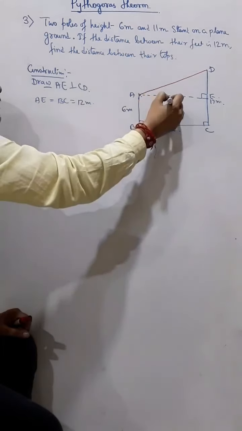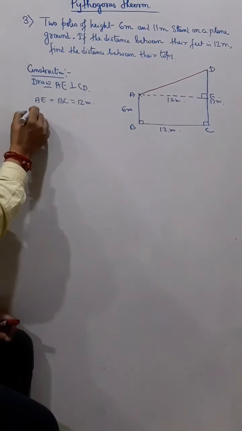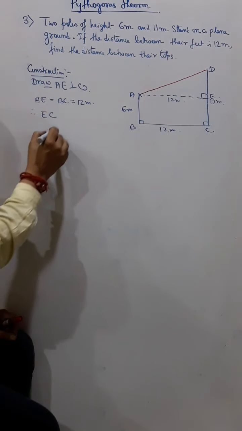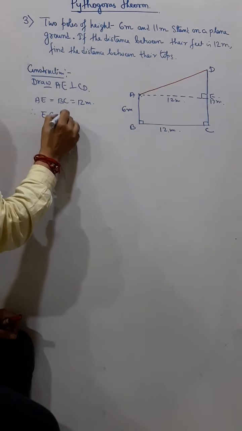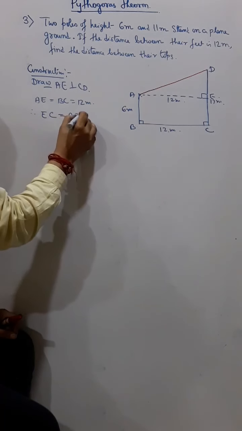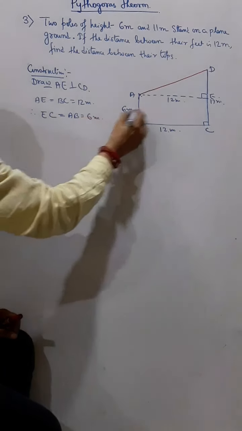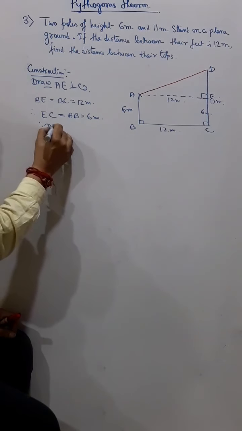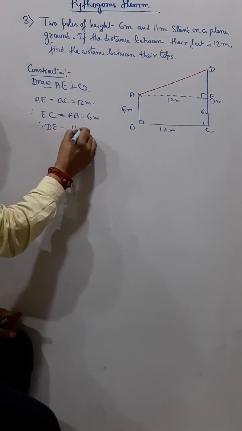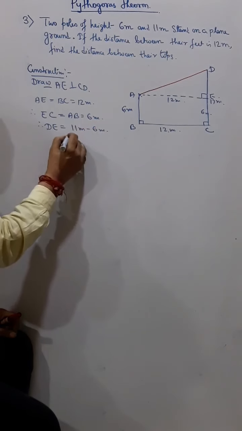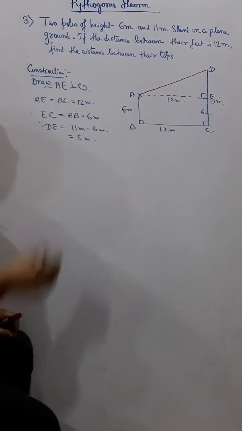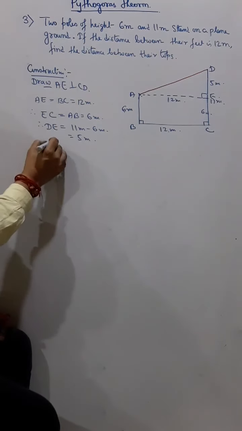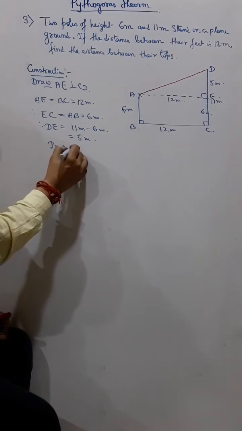So this is 12 we got, and again we can also say that EC equals AB is equal to 6 meter. So this is 6, so this is also 6, and therefore we can say DE equals 11 minus 6 meter, and that is 5 meter. So we got DE as 5 meter.